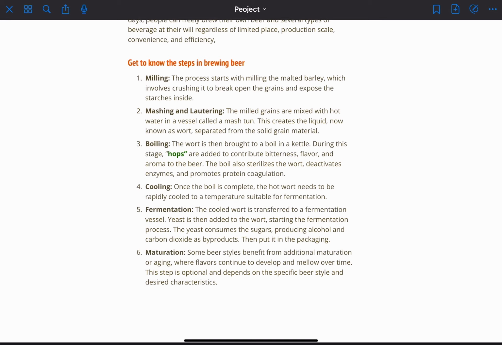And next is the optional step, which is maturation. Some beer styles benefit from additional maturation or aging, where flavors continue to develop and mellow over time. This step is optional, of course, and depends on the specific beer style and desired characteristics.